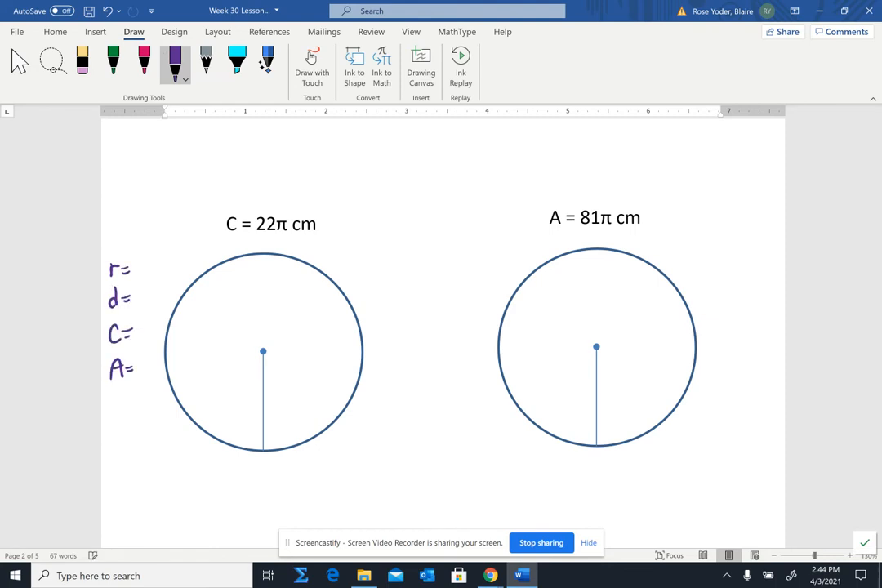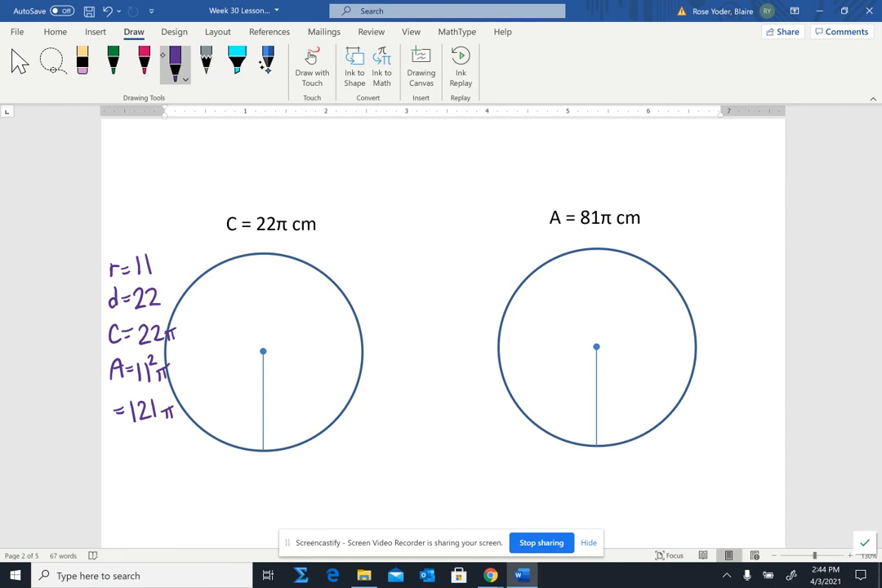RDCA. Why don't you pause the video and try it for yourself, and then you can come back and check. So if you're checking your answer, the circumference was 22 pi. So all you have to do to find the diameter is divide by pi, take the pi off, 22. The radius is half of that, that's 11. And then you need to know the radius in order to find the area. You square it. 11 squared pi is 121 pi.